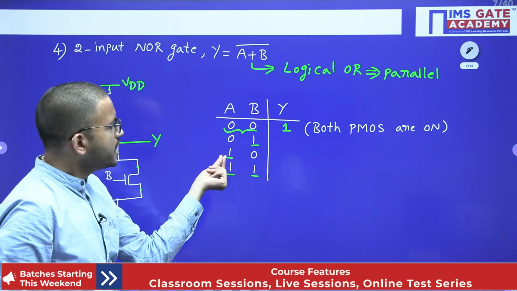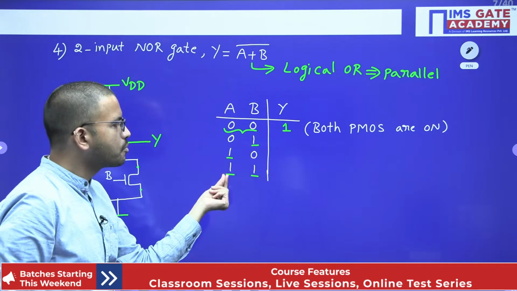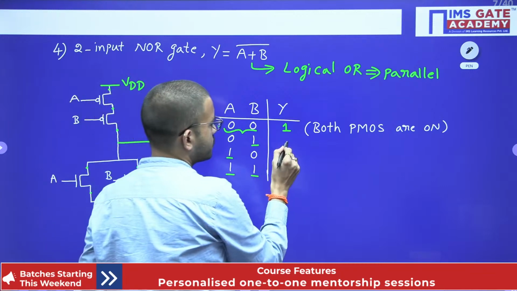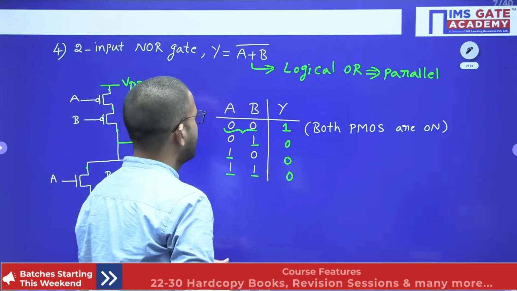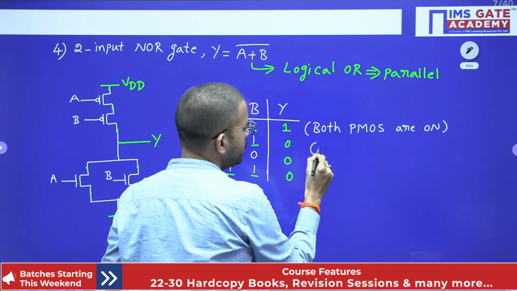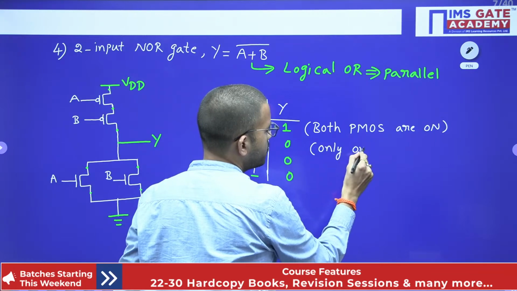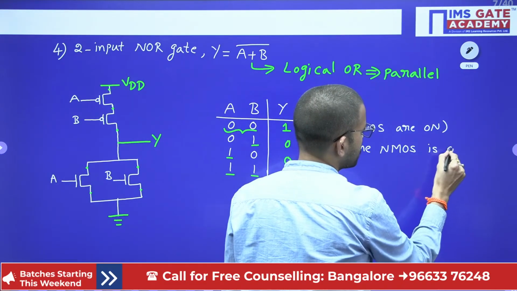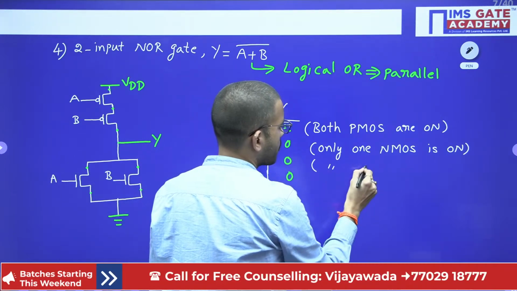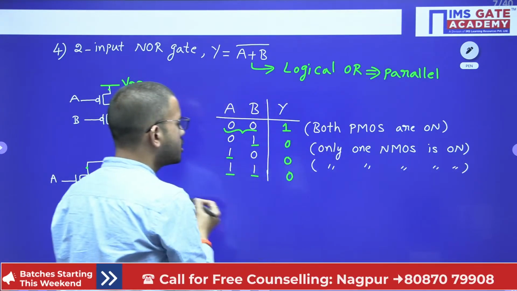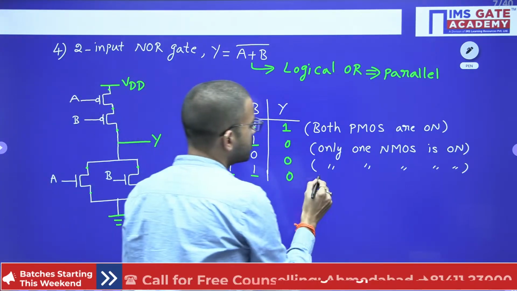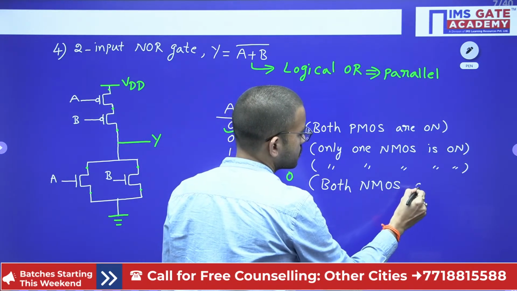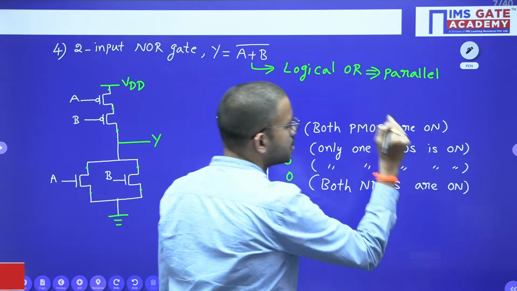Only A is 1, or only B is 1, or both A and B are equal to 1. Right? In all these three combinations, output will be connected to ground. Ground means 0. In these two combinations, only one NMOS transistor is on. Whereas in the last combination, both the NMOS transistors are on.